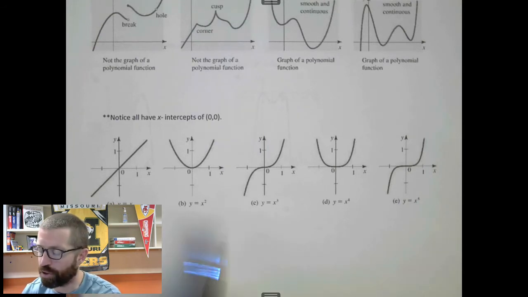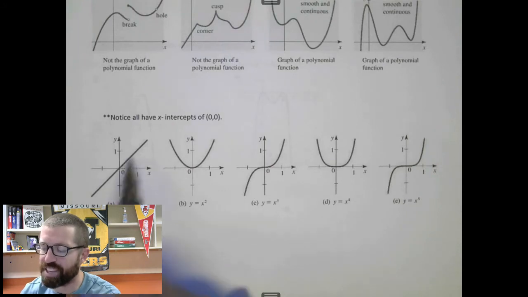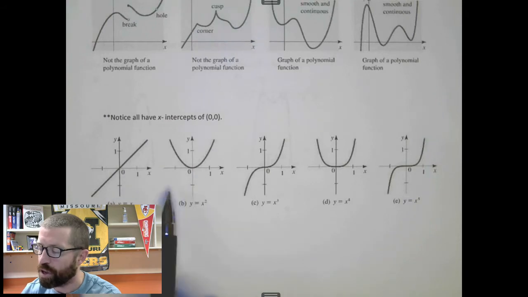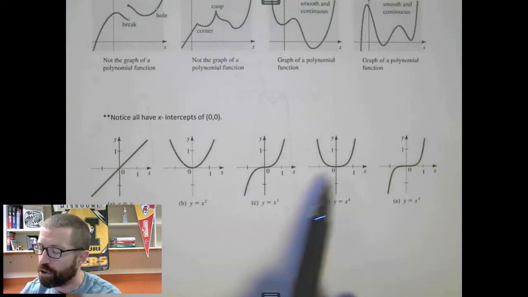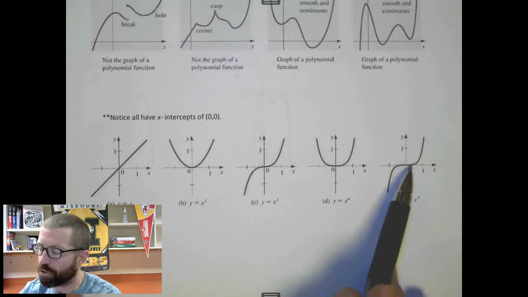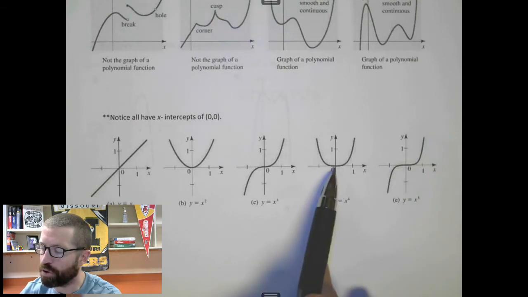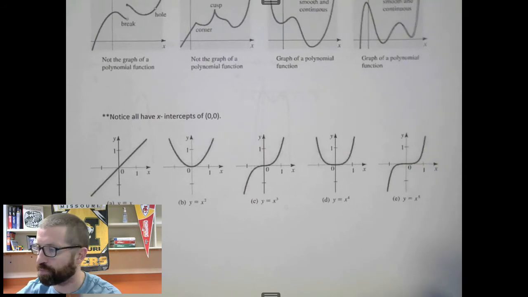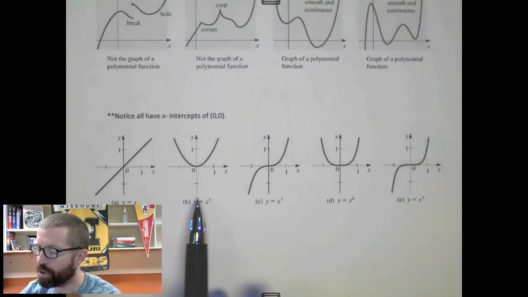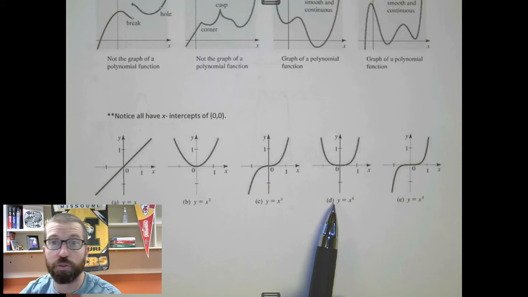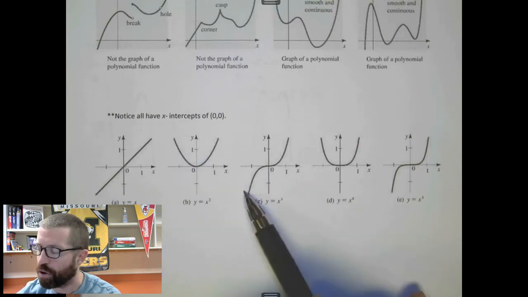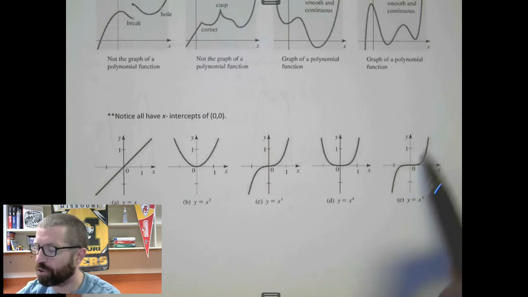These are all called parent functions, but some patterns we'll look at is what they do at the end of the graph. So on the right and left, what happens. The other thing to notice is how this gets a little more flat in the middle at this point of inflection as the degree gets higher. Notice the even polynomials follow the same pattern where they kind of look like a U, and then the odds follow this pattern where they kind of go in opposite directions.